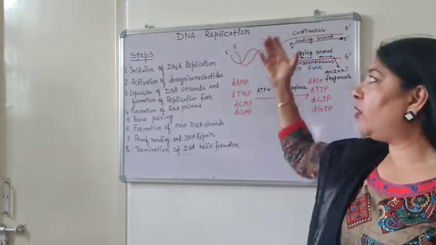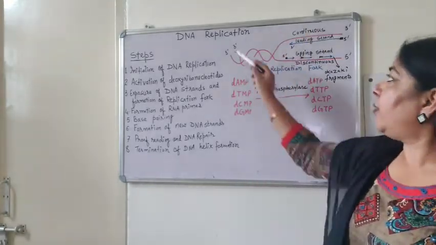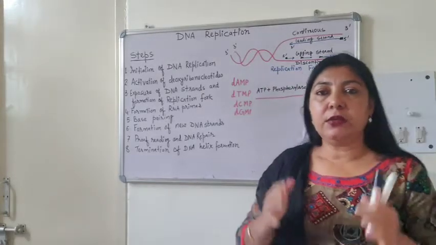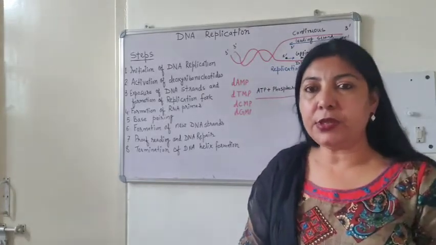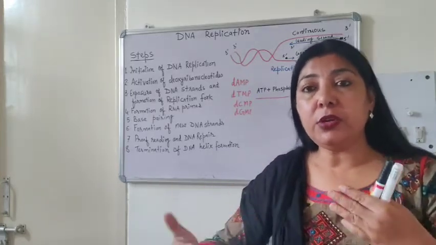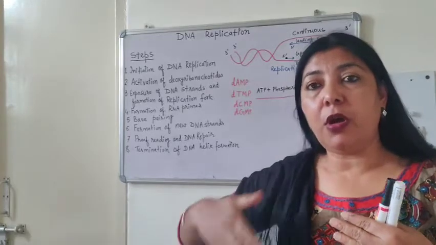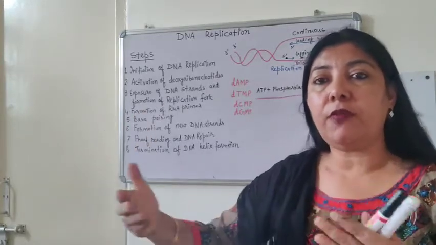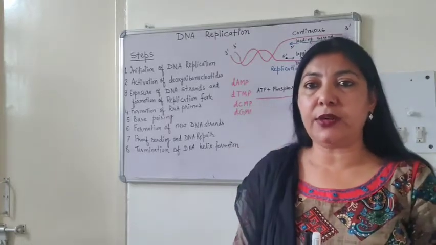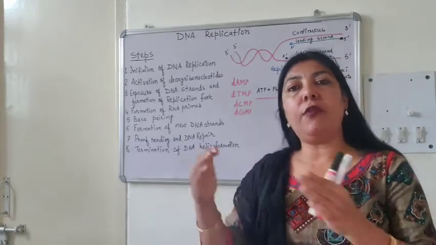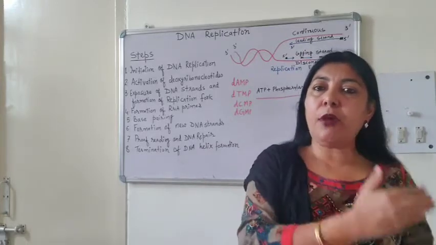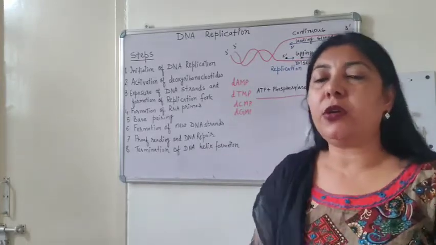So this is the whole mechanism. This diagram is very important, showing the DNA replication. This process of DNA replication is very important for the continuation of information from one generation to the next generation. So there is a flow of information by the DNA replication from the parent cell to the daughter cell.